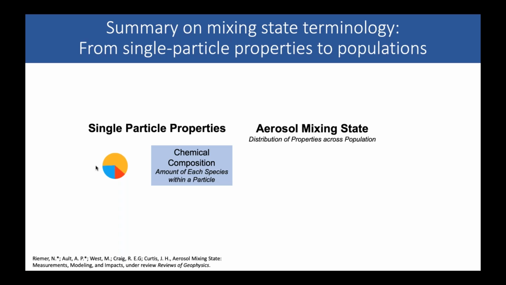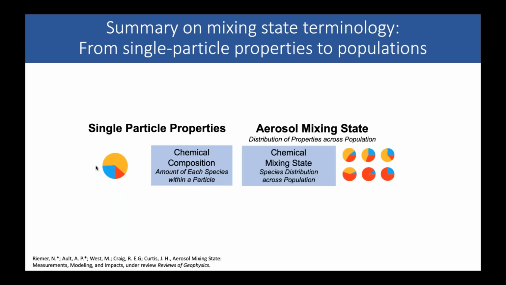So one key takeaway: you don't have a mixing state of just one particle. You need to have a whole population of particles to be able to characterize a mixing state. And so you can think of that as having a series of these different pie charts over here, as we referred to before.